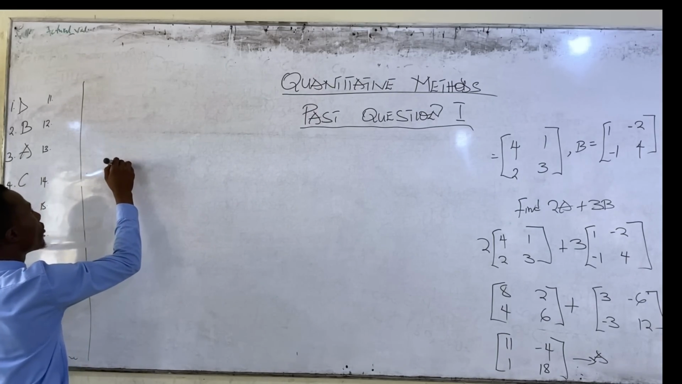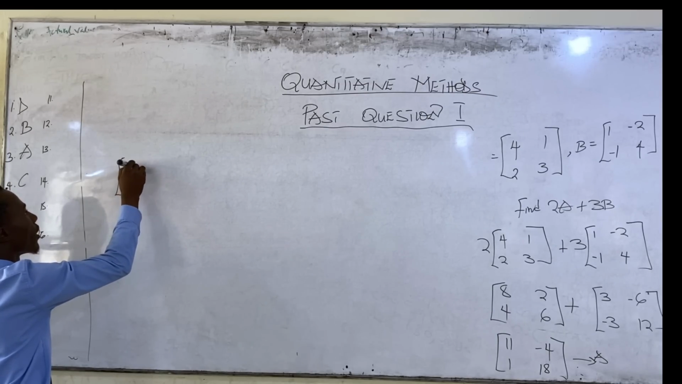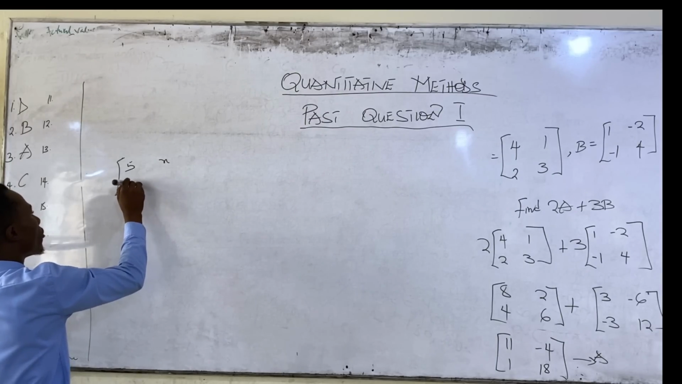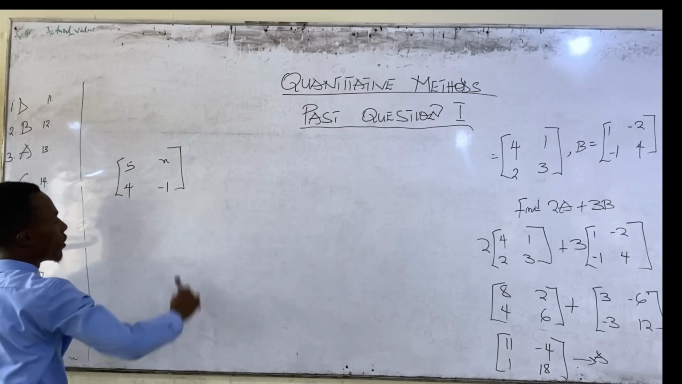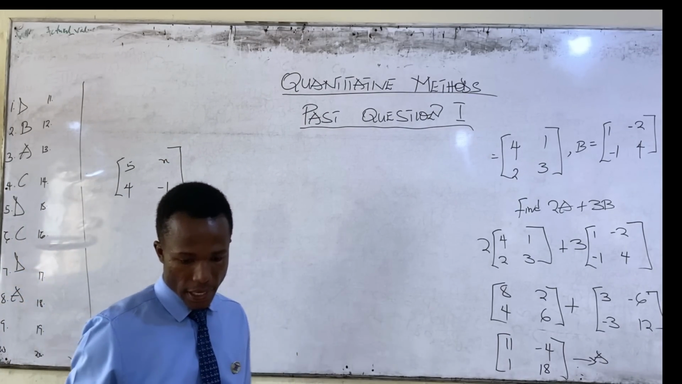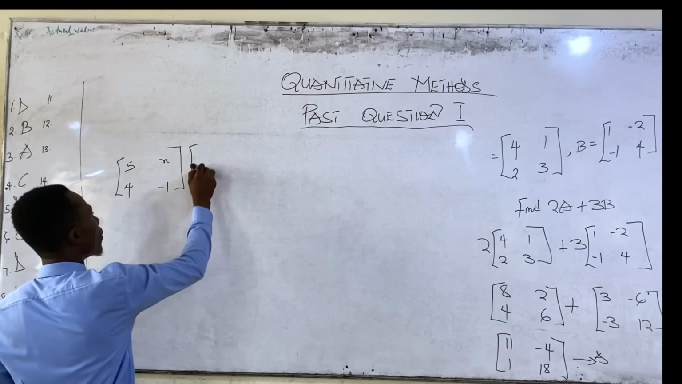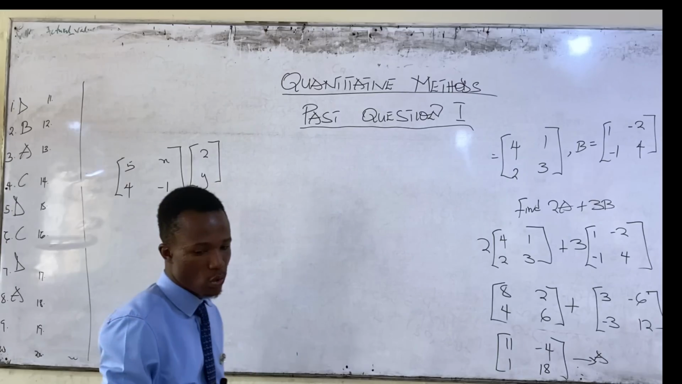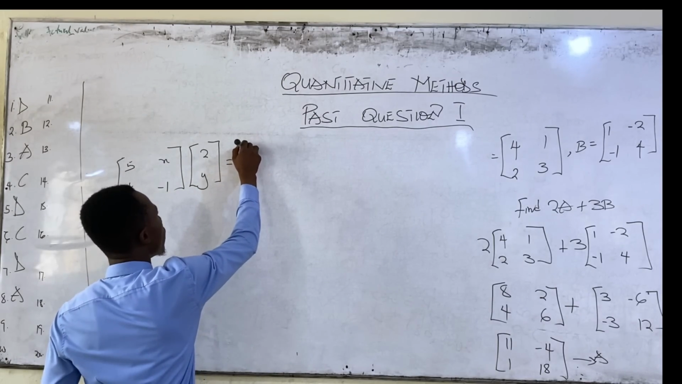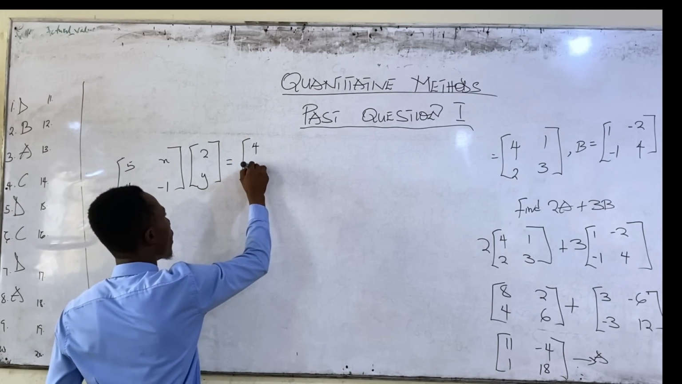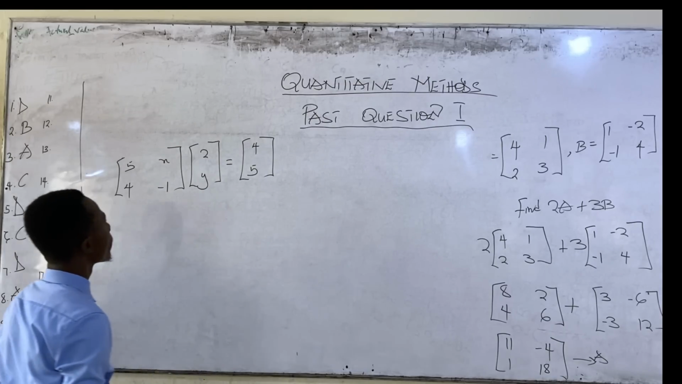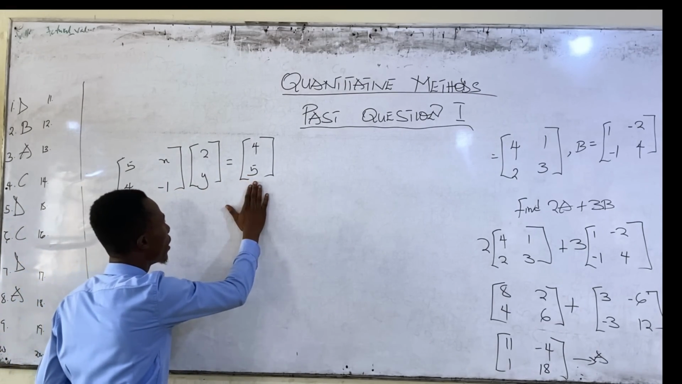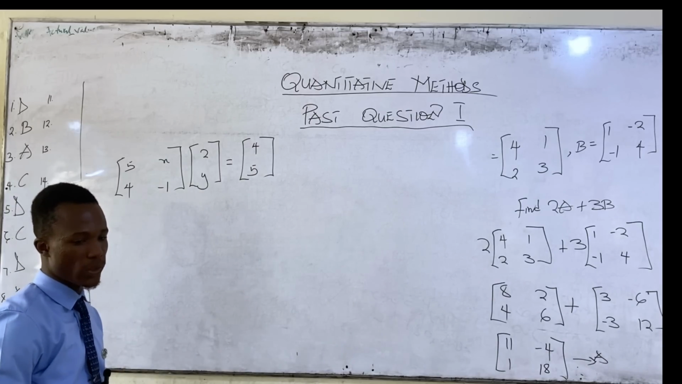Okay, so we have 5x, 4, negative 1. Then we have 2y. Okay. Then again, it is equal to 4 and 5. Okay. So we are going to multiply this and compare it to this, just like what we did in question 7.